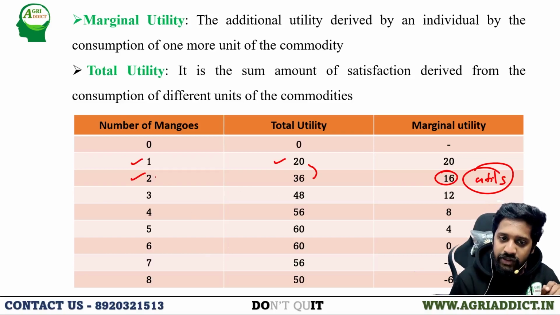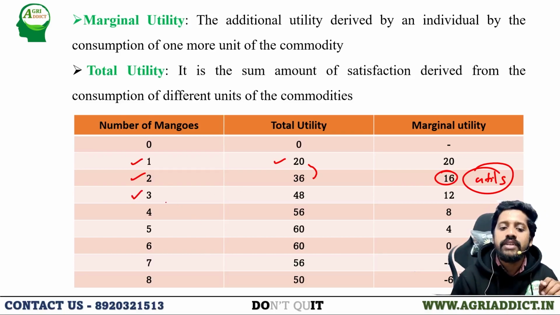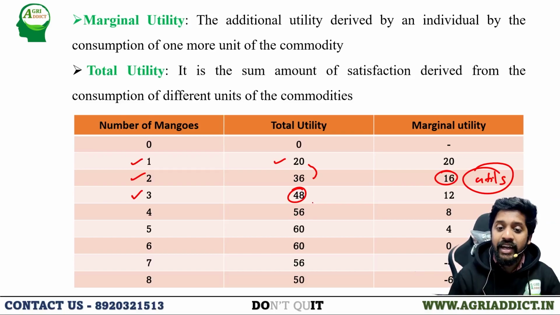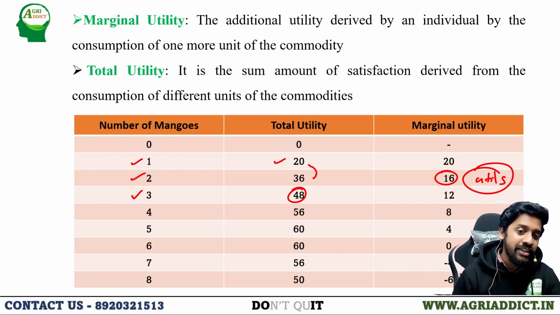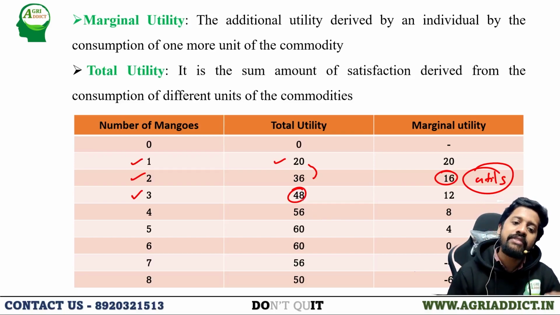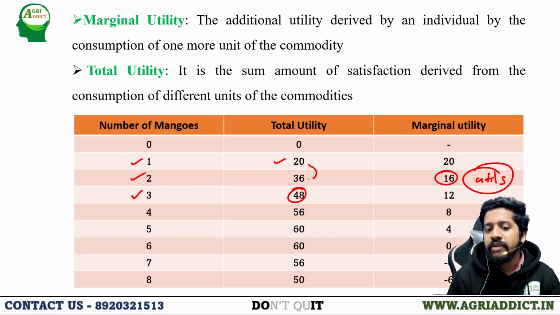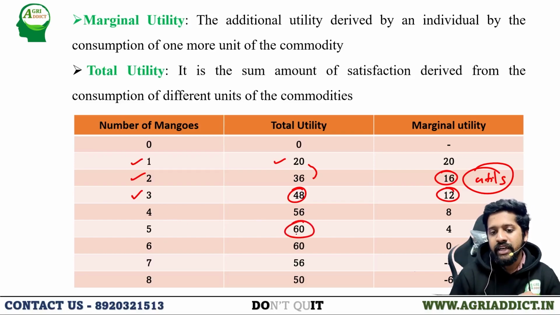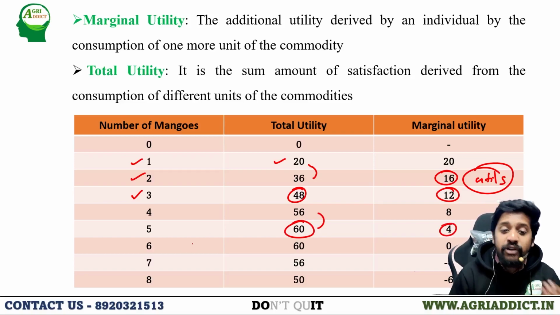So we have consumed the second unit of mango, and when we consume the third unit of mango, the total utility stands at 48. So after consuming 3 mangoes in a row, my total utility is 48. The marginal utility, or the additional satisfaction I derived from the third unit of mango, is the difference between the total utility of the third mango and the second mango, that is 48 minus 36, which is 12. Continuing to consume, at the fifth unit my total utility was maximum, that is 60, and the marginal utility was 4.